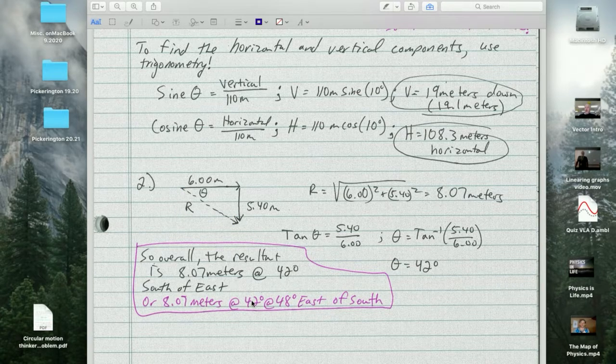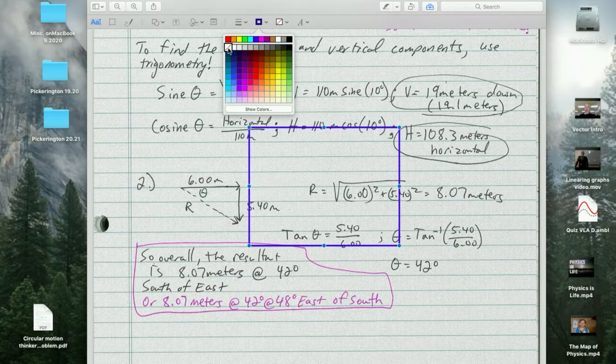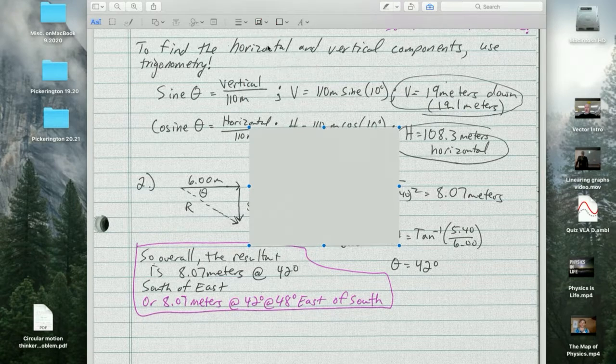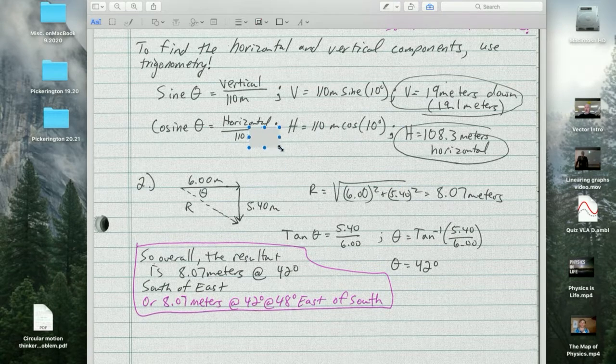And I don't know why I have that 42 degree there. I am going to get rid of that. That's weird. And so I think that's what's happening. And so we will go from right there.